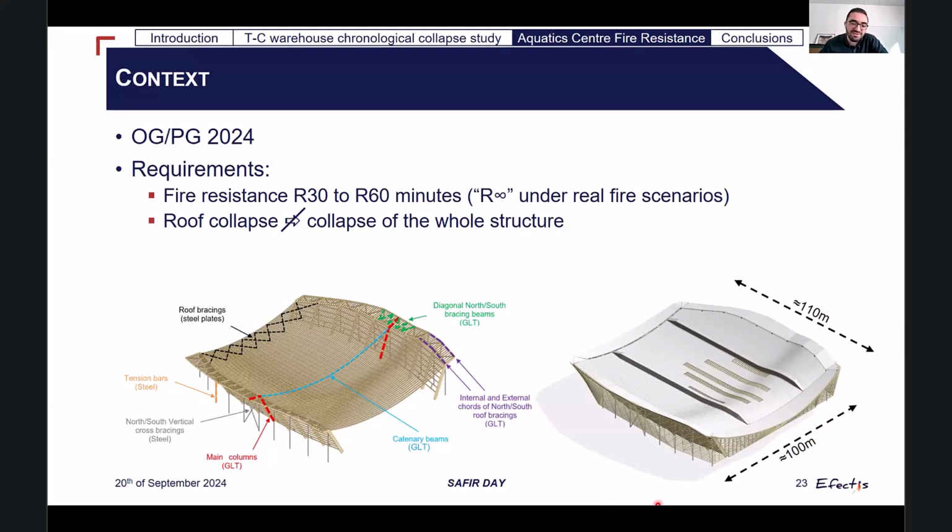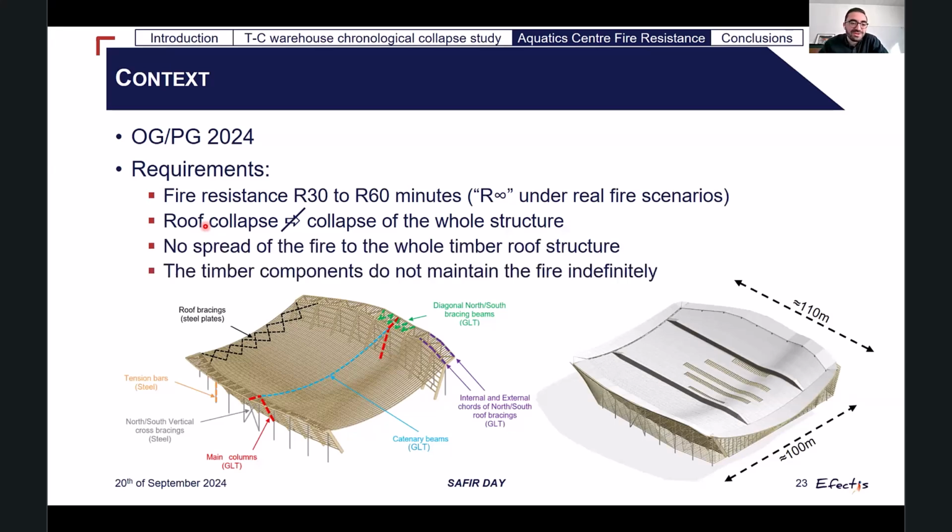Of course, we had the fire requirements, fire resistance of the structure of 30 to 60 minutes. We also had to demonstrate that if one element of the roof were to collapse, this would not lead to the collapse of the whole structure. We also had two fire development requirements. The first one was we wanted to be sure that there was no spread of the fire to the whole timber structure, and also that the timber component did not maintain the fire indefinitely. Because you can easily understand that if the fire is maintained indefinitely and spreads to the whole structure, eventually the structure will fail.